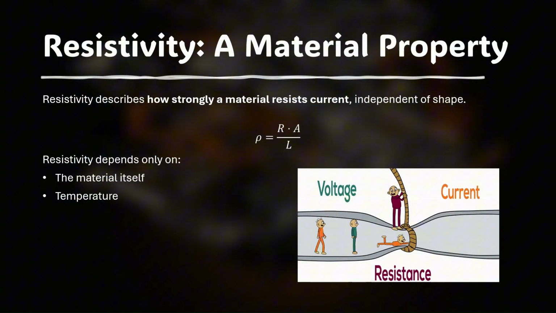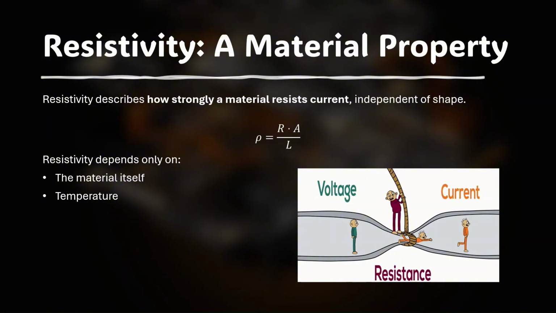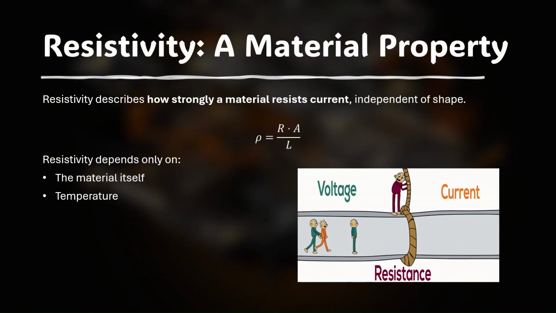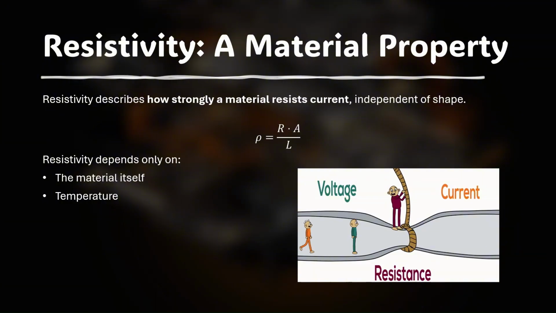Introducing resistivity. So far, we've talked about resistance, which depends on both material and geometry. To isolate the material itself, we introduce resistivity. Resistivity is a property of the material alone and does not depend on length or thickness. It tells us how strongly a material inherently resists the flow of electric current.